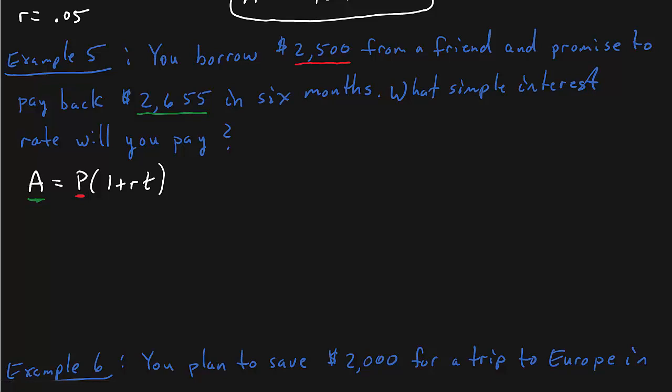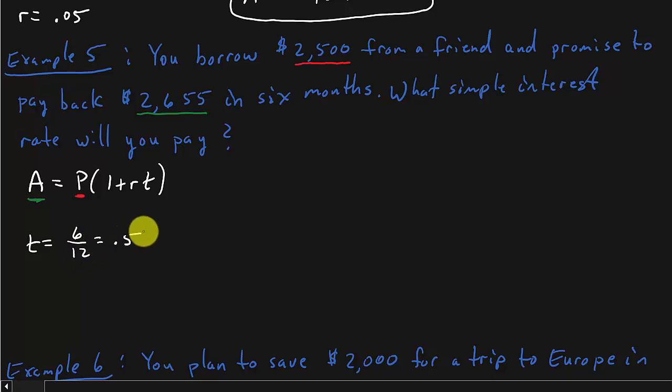And then what do I need? Well, let's see. It gives me the time, right? 6 months. So it tells me what T is. So let's go ahead and write that down. T, that's 6 months. So that's 6 over 12, which equals 1/2 or 0.5, right? And it wants to know what simple interest rate will you pay.